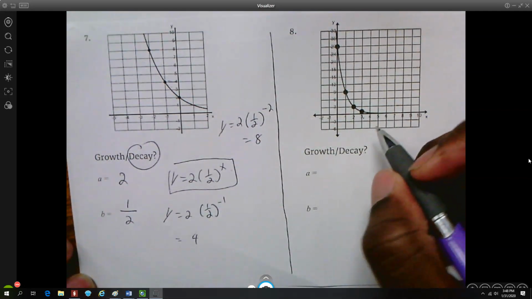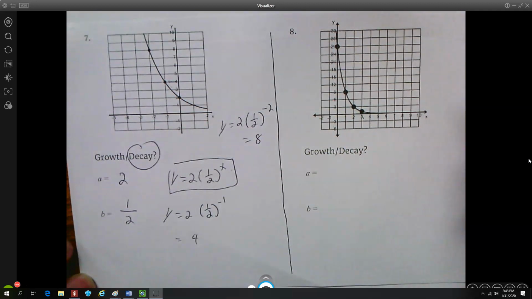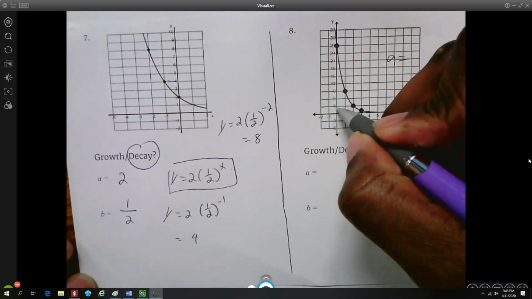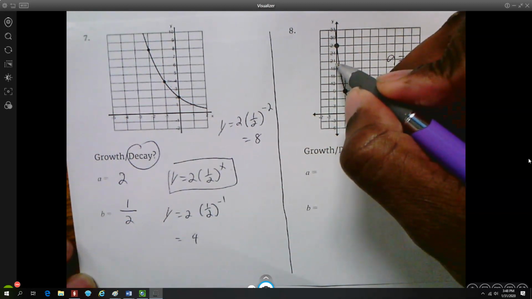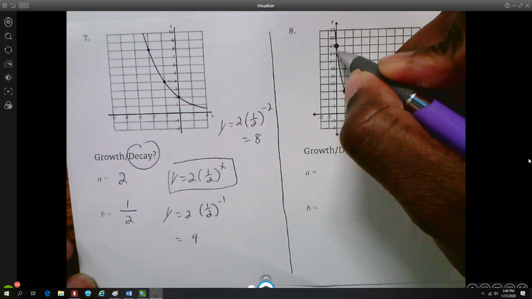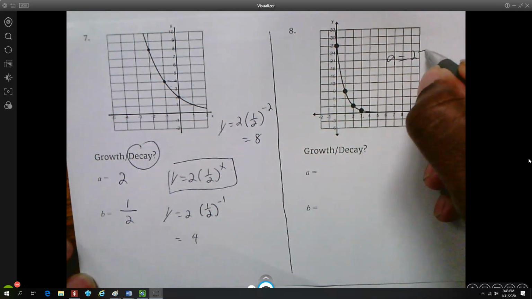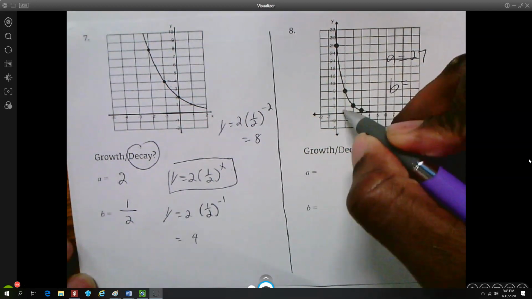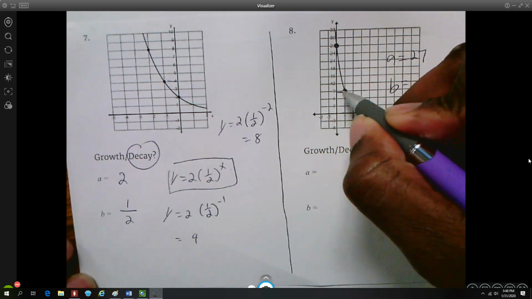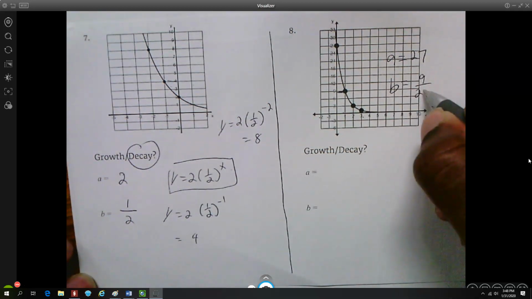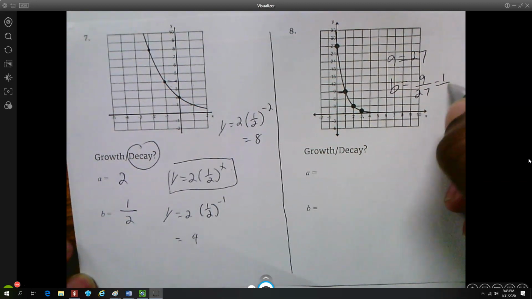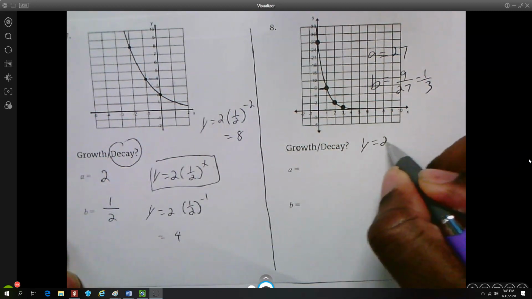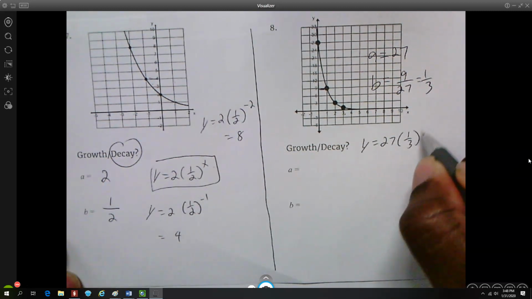Here's a new one. Here, I still need a and b. A in this case is up here. If you look closely, it's counted by 3s. So if this is 18, that's 21, that's 24, and that's 27. So a is 27. And to find the b value, you should go over the 1, find the y value there. So this is 9. So I'm taking 9 and divide it by 27. That is 1/3.